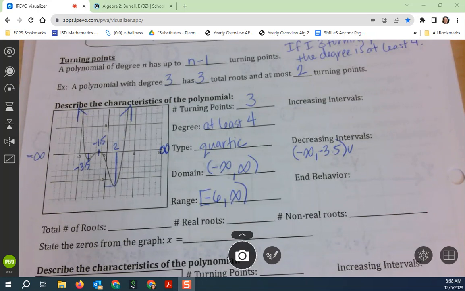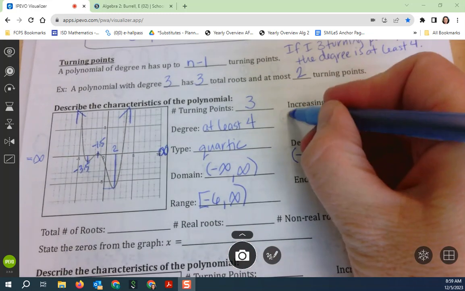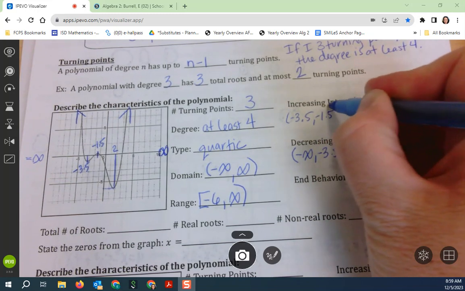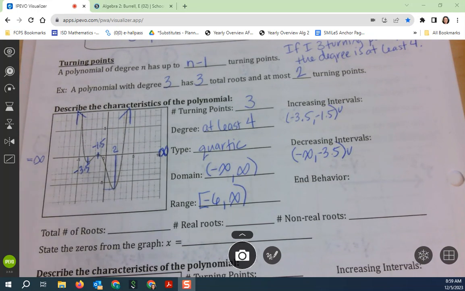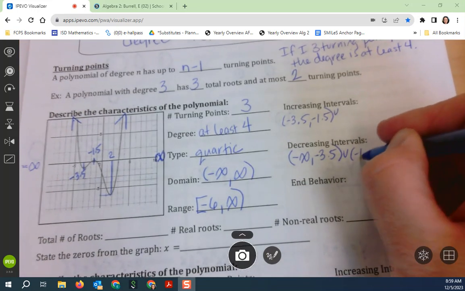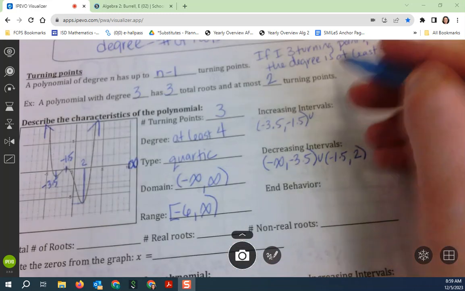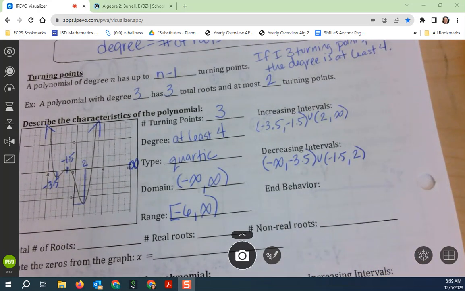And it switches between decreasing and increasing. So it's going to be increasing next, and this is going to be this interval right here, negative 3.5, negative 1.5. Then it's decreasing. And then it's increasing again. Questions about increasing and decreasing? I went through that really fast. Take a minute to process and think about what questions you might have.